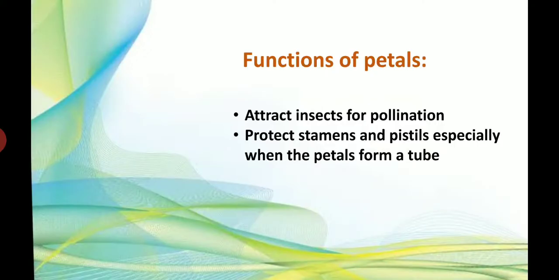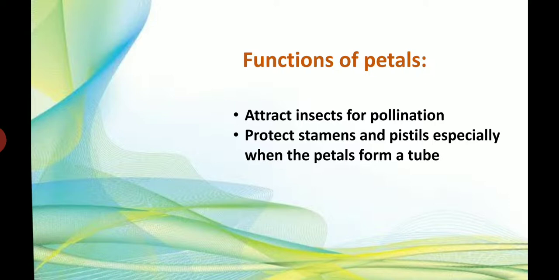Now the functions of petals. First of all, petals are very colorful, so they help to attract insects for pollination. Pollination is another phenomenon which is very important for plants to reproduce. So these colorful petals attract insects for pollination.